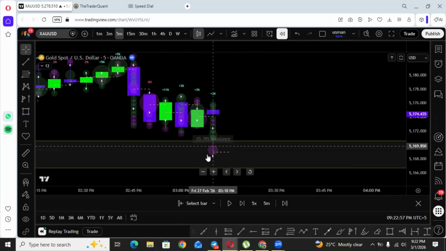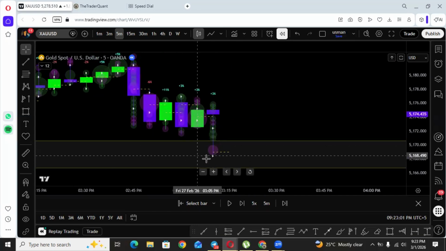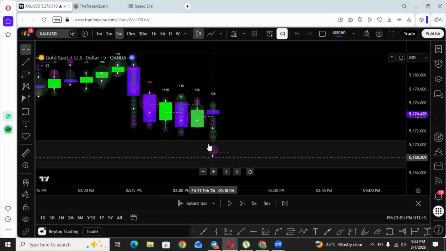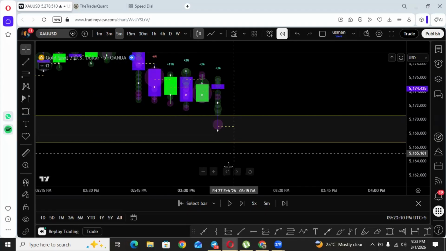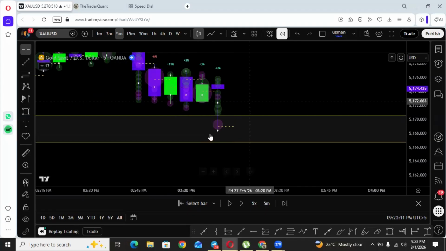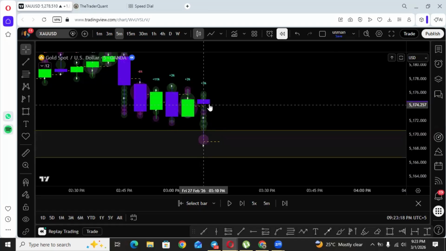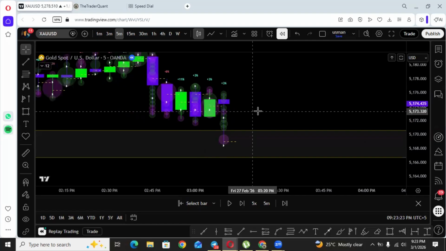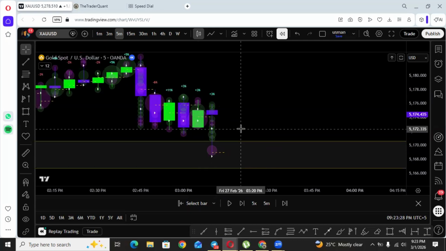Sellers were absorbed at this level. Sellers put in this much bigger effort at this point to break this price level down, to take the price down. But what happened? Sellers were absorbed at this price level by the buyers, and buyers pushed the final price of the auction from this point to this point. So what does it mean? It means sellers are absorbed at this price level.